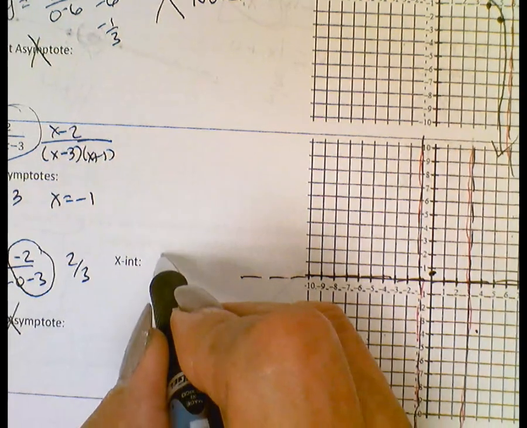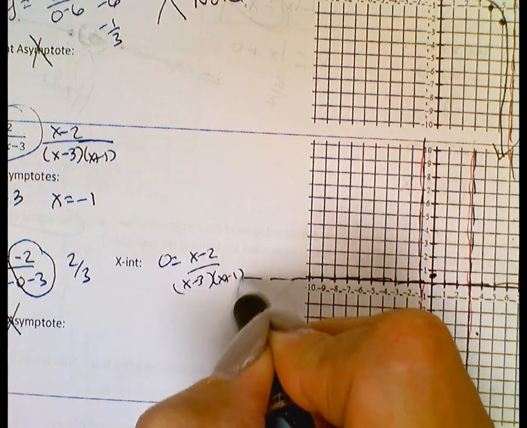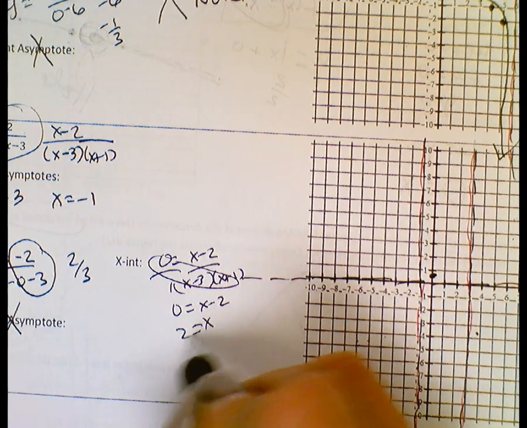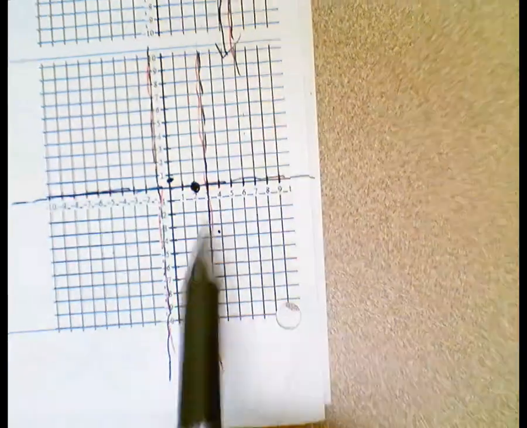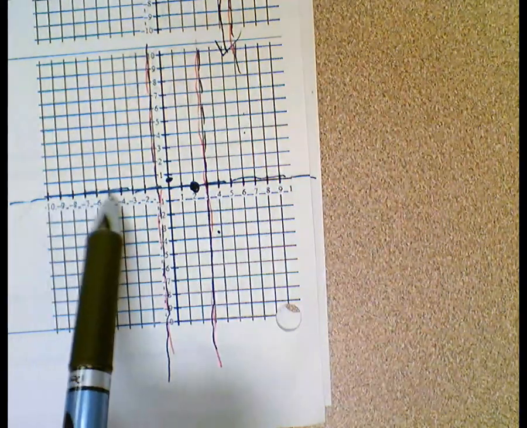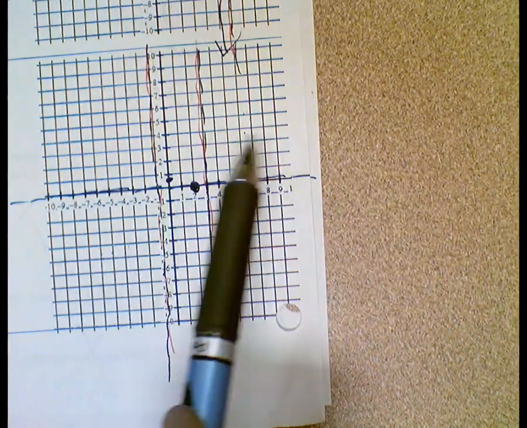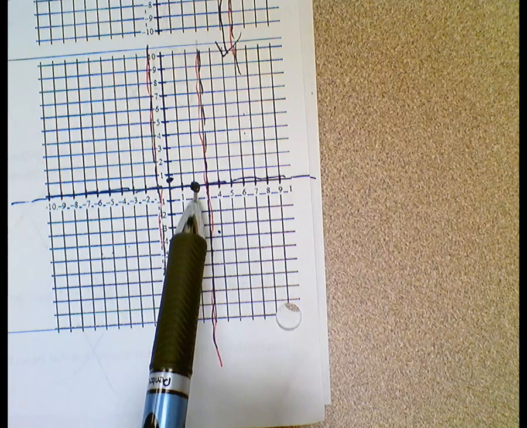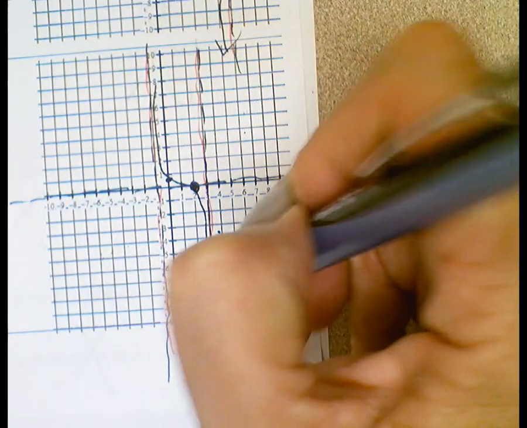X-intercept, you're going to let y equal 0. Which basically means set your numerator equal to 0, because when I cross multiply, it's going to be 0 equals x minus 2, and x equals 2. Now, it might seem weird that you had this horizontal asymptote, meaning the curve's not supposed to touch it. But of the 3 curve parts, the middle one can sometimes go through the asymptote. And I believe this one does. It's going to be like a snake. It's going to hit this one, and it's going to come down.